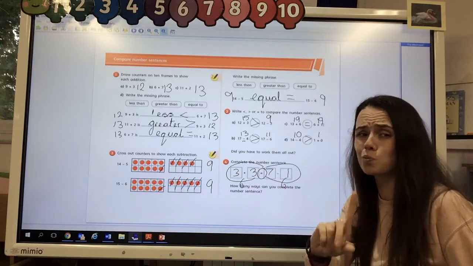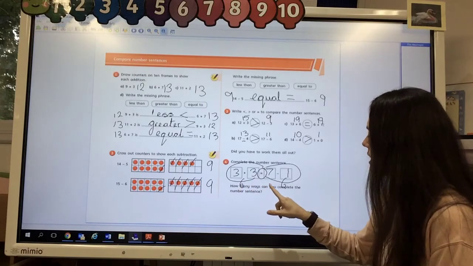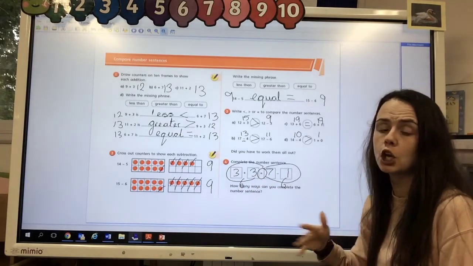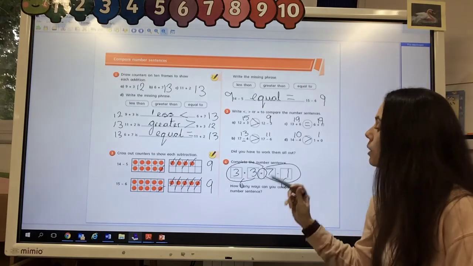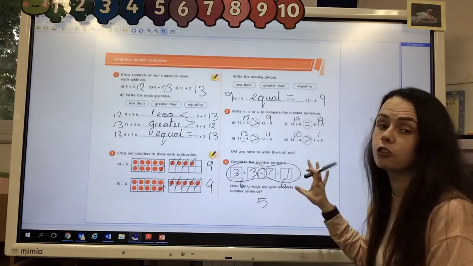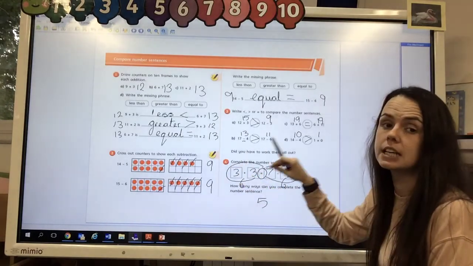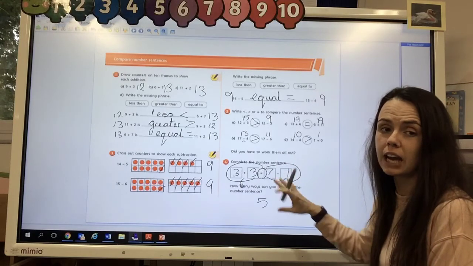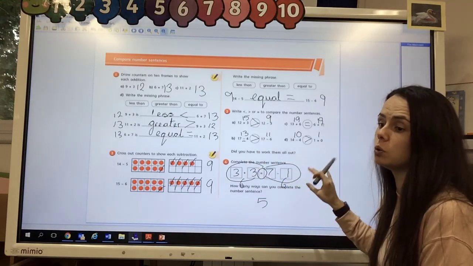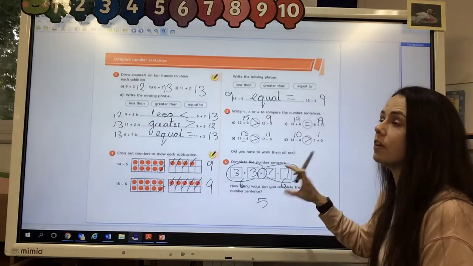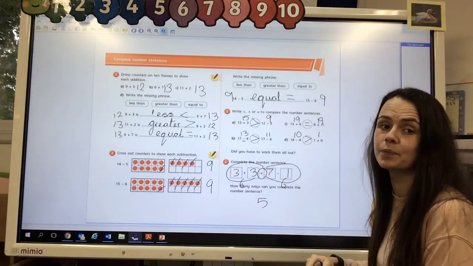Now, that's just one way of answering that question. What it says down here is, how many ways can you complete the number sentence? You could complete this loads of ways. I would like to see if you can make up 5 different number sentences that would work here. So whatever's on this side needs to be on this side. So you might have 1 add 1, which makes 2, is the same as 2 take away 0, or 5 take away 3, as long as it's the same on both sides. Have a go at that.